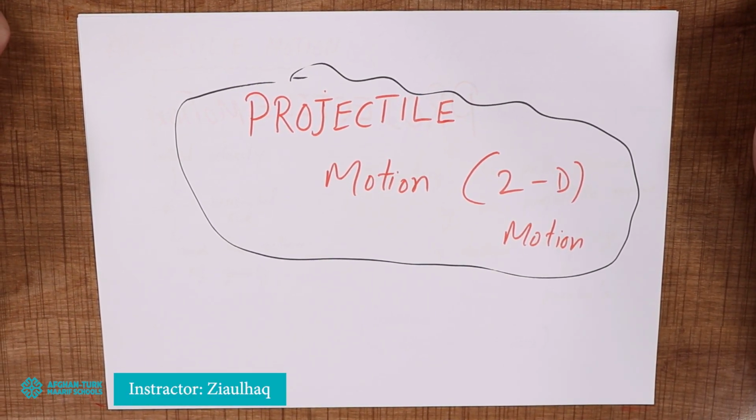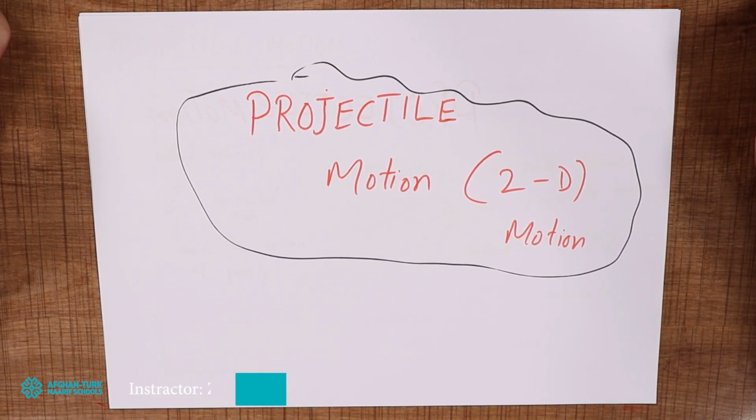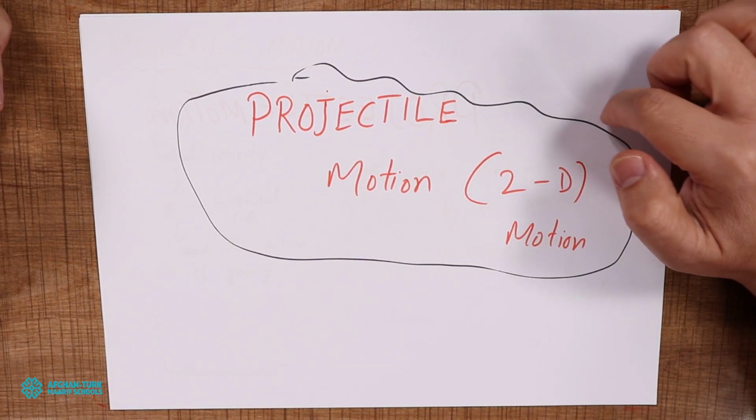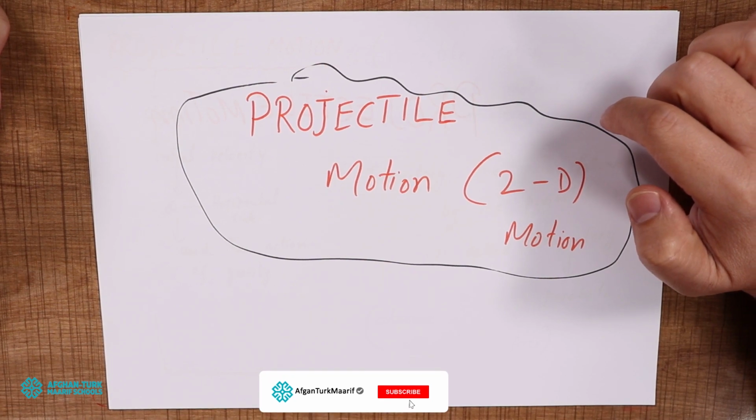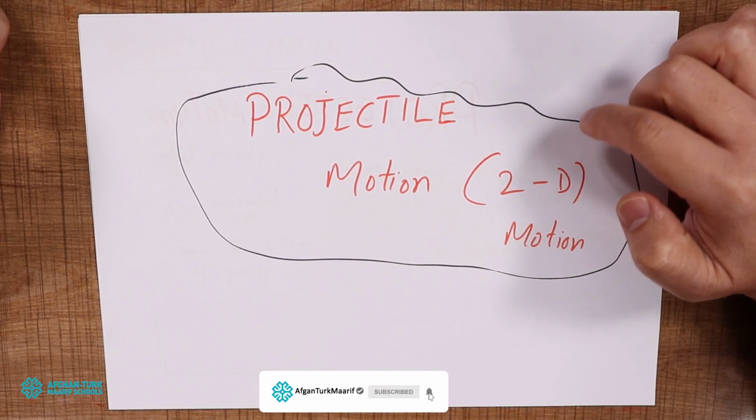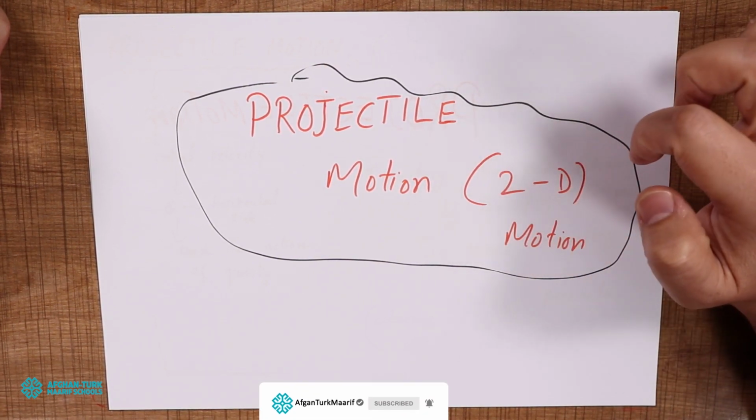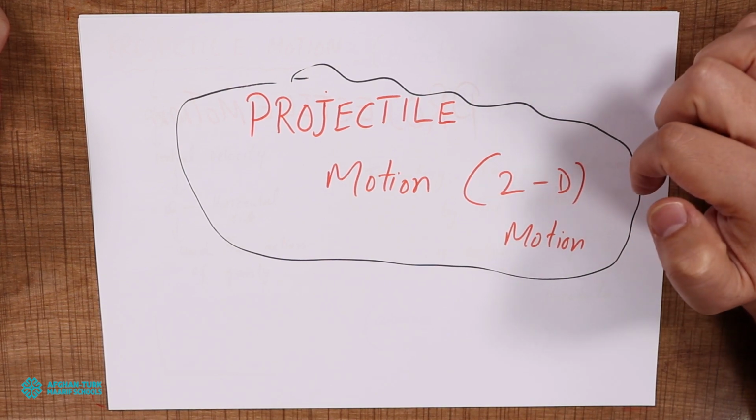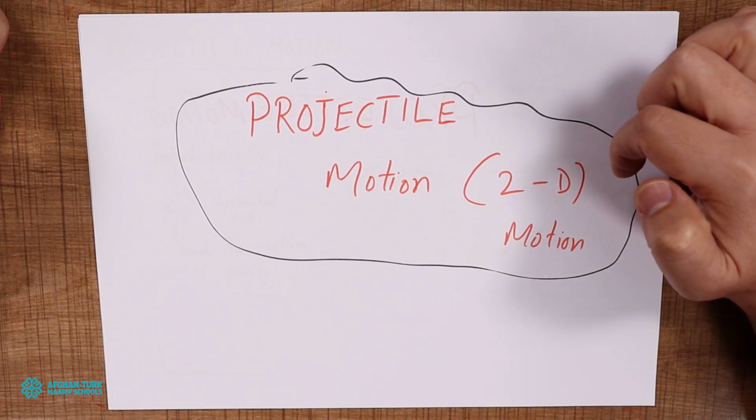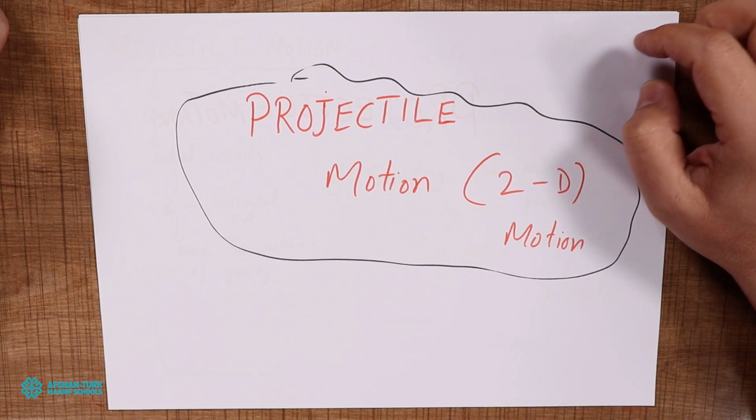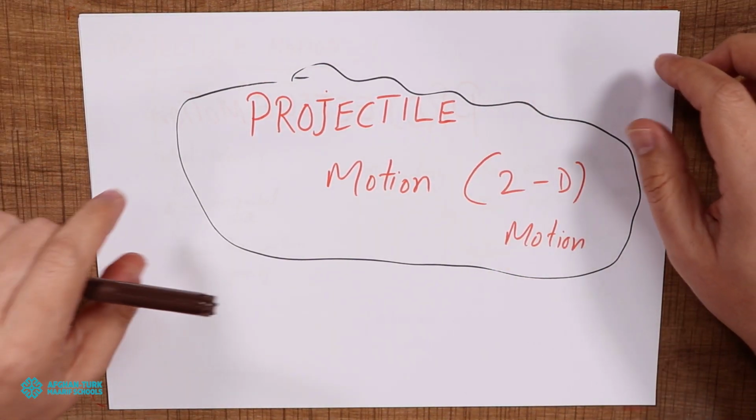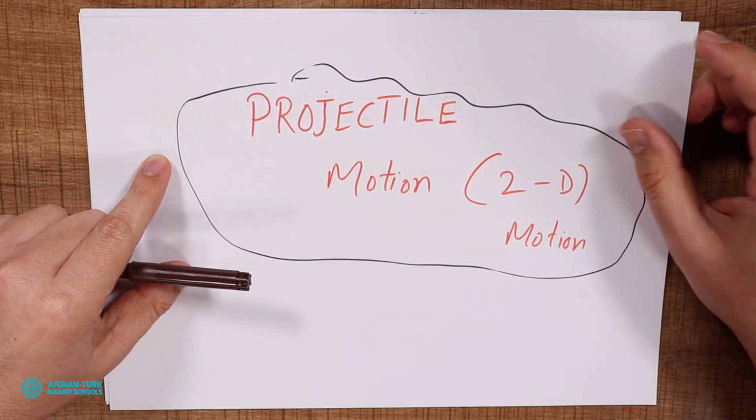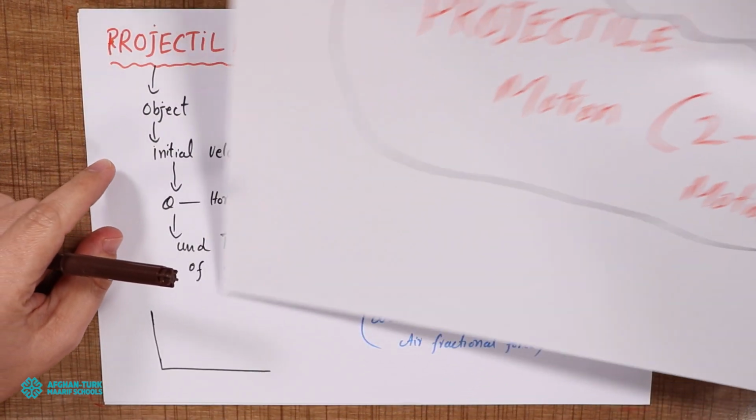Now we are going to start the most important and, especially for the student, a little bit difficult chapter, which is called projectile motion or two-dimension motion. So in the next page we will study what is two-dimension and what is projectile motion. So let's see what this is.